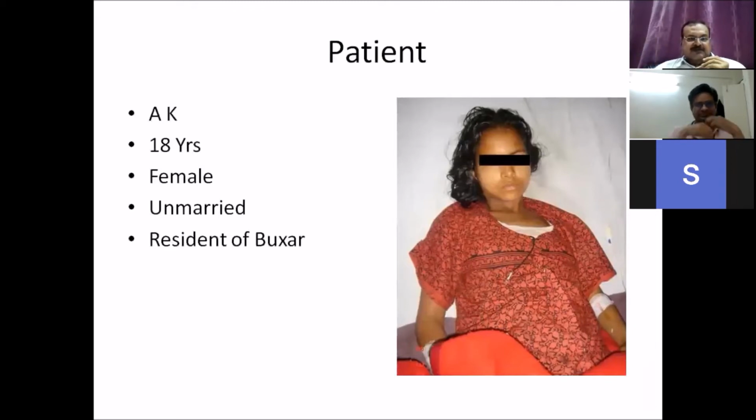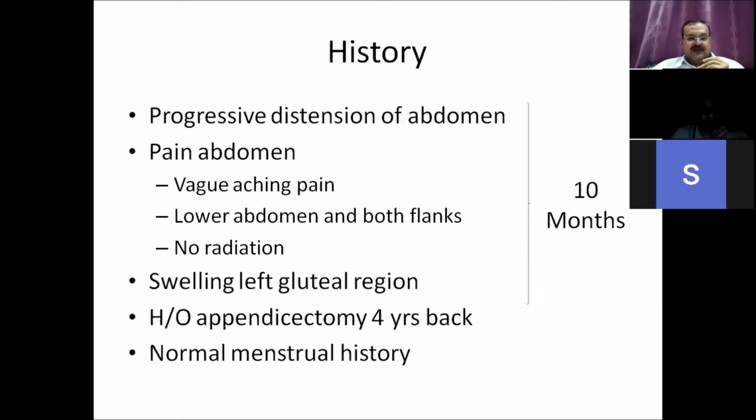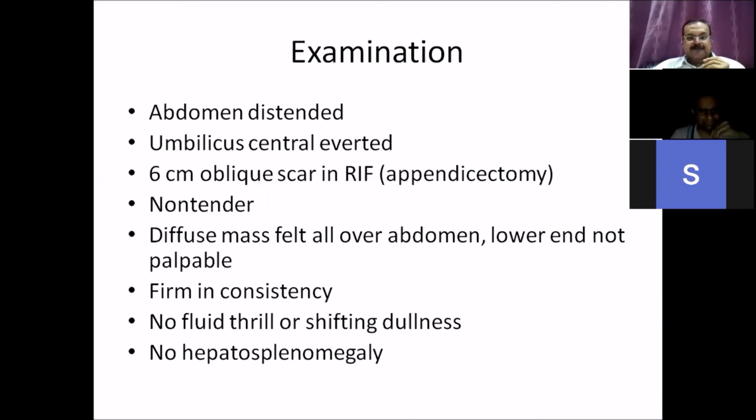Thank you, sir. So this patient is a young woman, 18 years. She's unmarried. And she presented with a progressive distension of abdomen, pain abdomen, which was vague aching pain, lower abdomen in both flanks and no radiation, and swelling in the left gluteal region for 10 months duration. She has a history of appendectomy 4 years back, and she has a normal menstrual history.